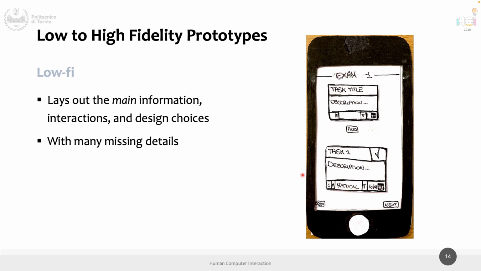So the low fidelity prototype lays out the main information, the main interaction. In this choice, they decided to have a title, 2 cards, and 2 buttons.